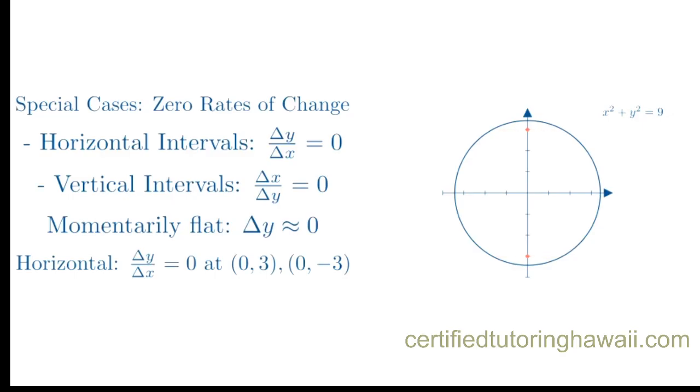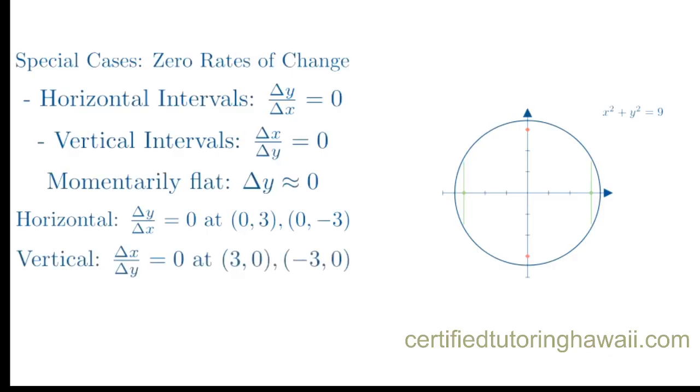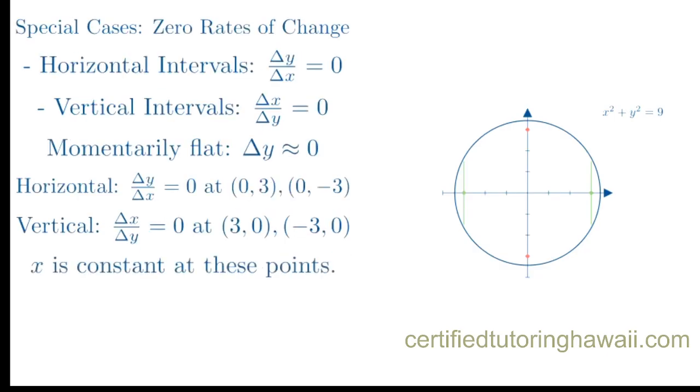What about the sides of the circle? At the points (3, 0) and (-3, 0), the tangent line is vertical. This means the slope is undefined, because a tiny change in y causes a 0 change in x. The rate of change of y with respect to x goes to infinity. We can describe this as a vertical interval, where the rate of change of x with respect to y is 0. This means for a tiny change in y, the change in x is 0. In other words, the x-coordinate is not changing. We see that understanding these special cases helps describe the graph's behavior at key points.